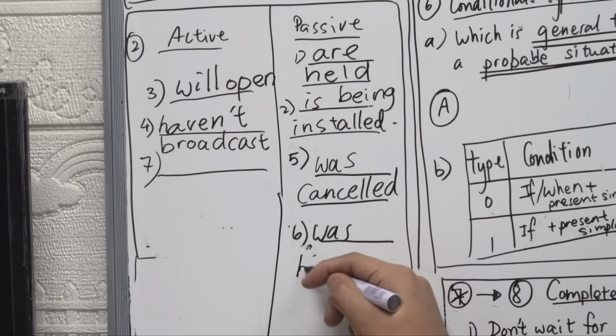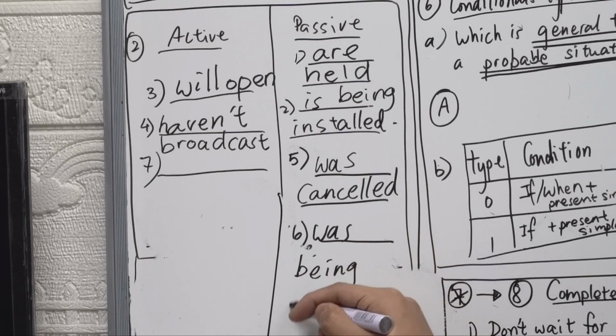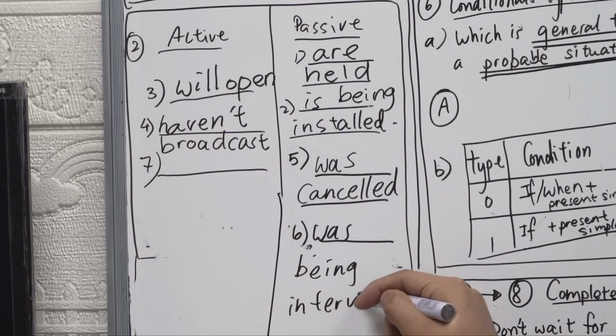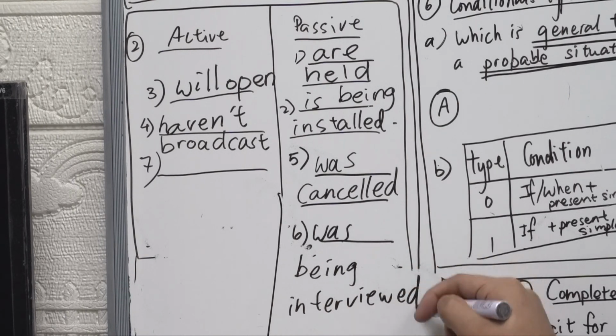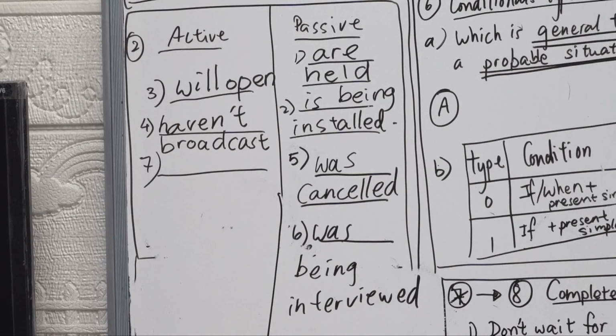Was being interviewed by a reporter in his home. All right, last one for this part. Those old trainers should be thrown out, from the passive, right? Those old trainers should be thrown out. So now you should throw out those.